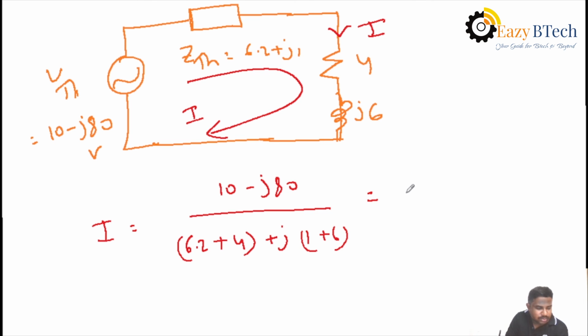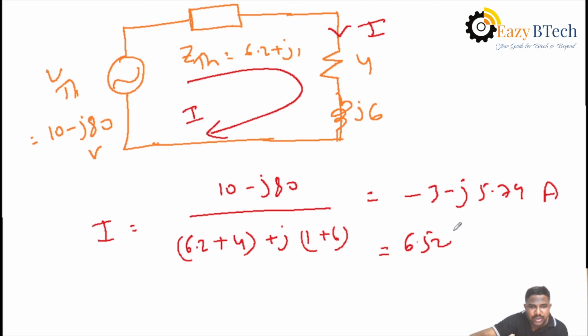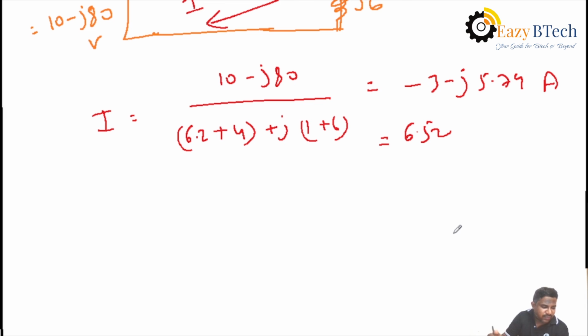Then you will get minus 3 minus 5.79 amperes. If you change it into polar form, the final current is 6.52 at an angle of minus 117.4 degrees. That is in amperes.